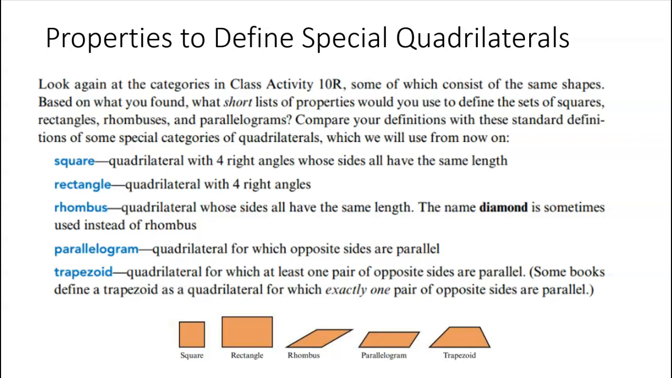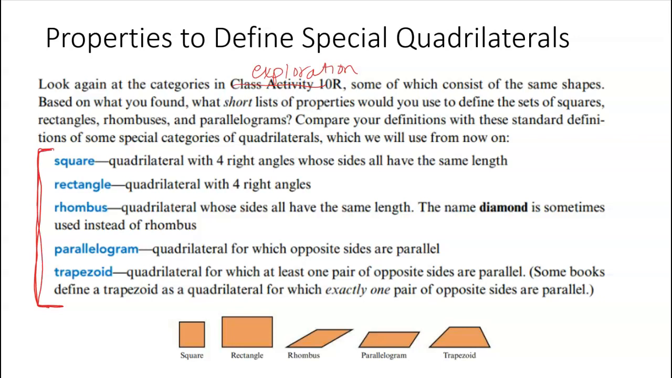Again, you uncovered this in your exploration, and if you want to go back and try it again or look at the categories, go for it. Some of which consist of the same shapes. Based on what you found, what short list of properties would you use to define the set of squares? Go back, look at your exploration, rectangles, rhombuses, parallelograms, and then compare what you found to these standard definitions. These are the standard definitions we're going to be using from this book.